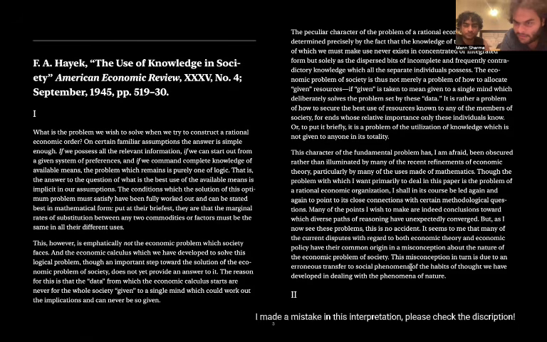Because let me read it again. Of the erroneous transfer to social phenomena. So we are transferring to social phenomena the habits of thought we have developed in dealing with the phenomena of nature. So he's saying, let's say the habits of thought means theories. So he's saying you put a theory of nature and you're acting like it is a theory dependent upon society. That the will of society will somehow change nature. You know, and let's say here he might say the nature of knowledge.